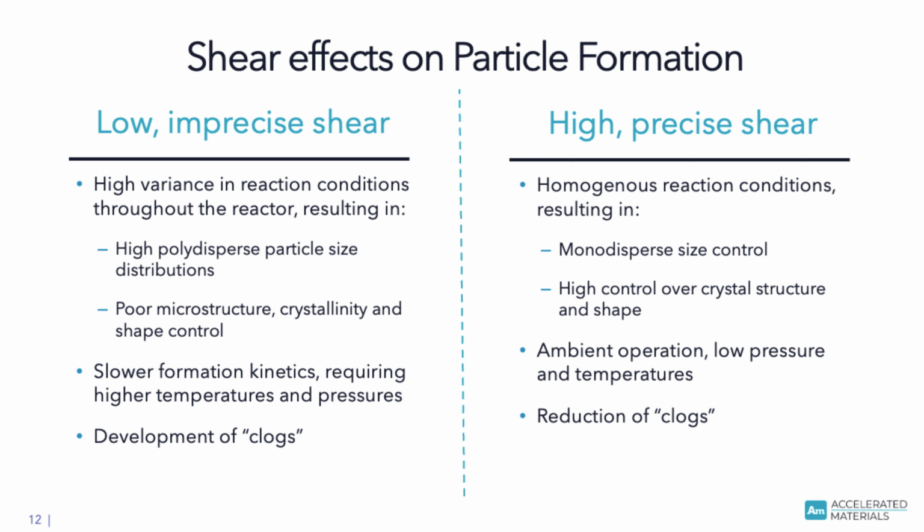Now, if you have a high and precise shear condition, actually you can get more precise control over your particles, which means better size distribution, better control over crystal structure and shape. And actually you can start to accelerate your reaction in some conditions at lower temperature, so low pressure, ambient operations. And furthermore, it reduces the tendency of your reactor to form clogs in a continuous flow system.